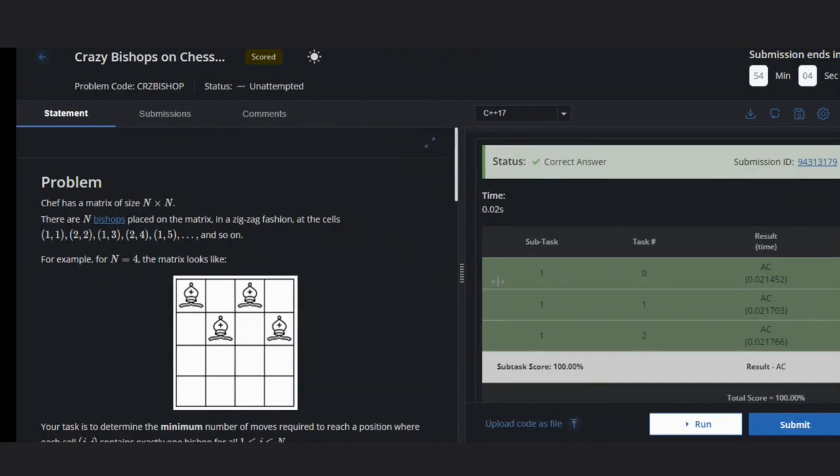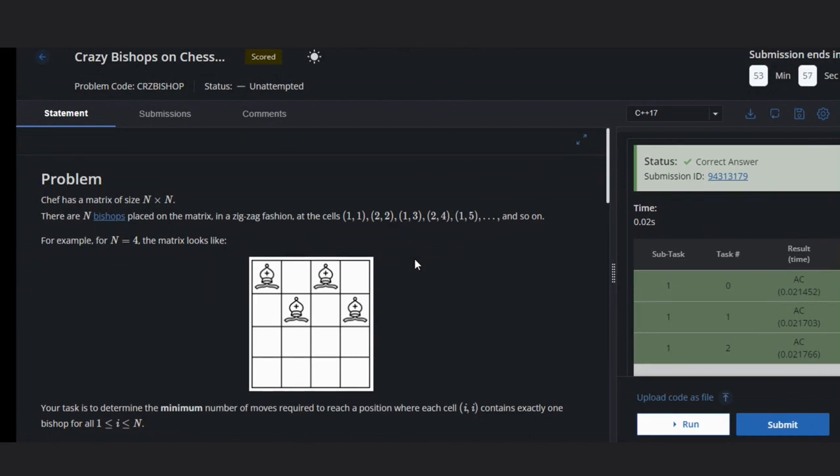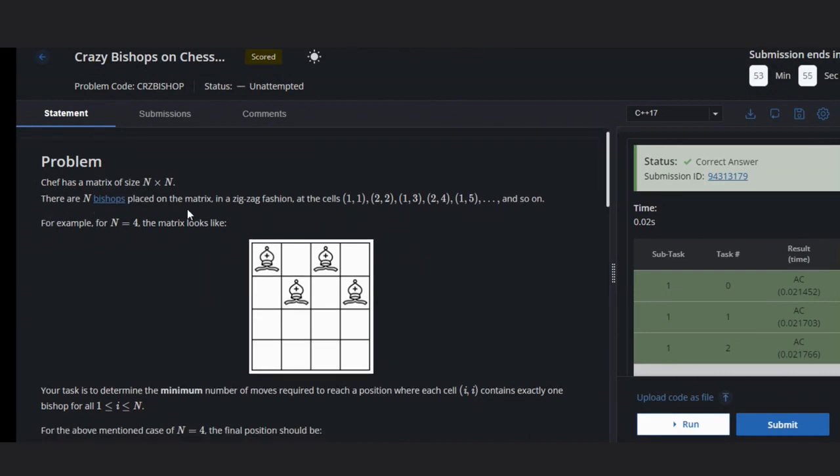Today we are going to see the 3D bishops on chess problem. In this problem, we have an n cross n matrix, and there are n bishops placed on the matrix in a zigzag fashion at this position. For example, n equal to 4, these are the possible positions.